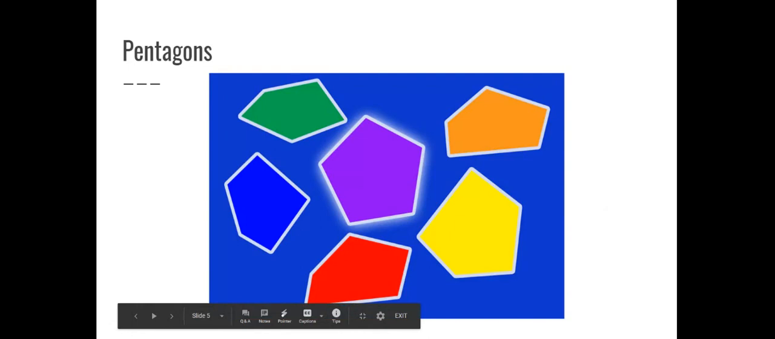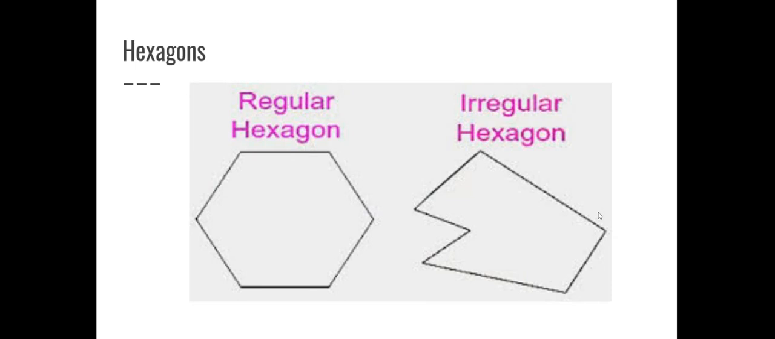Go ahead and get out all of your hexagons. You should have shapes M, N, and P. Those all have 6 sides, 6 angles, and 6 vertices.